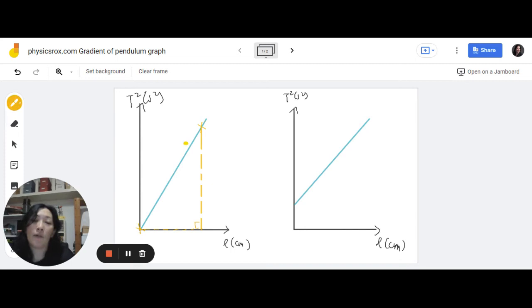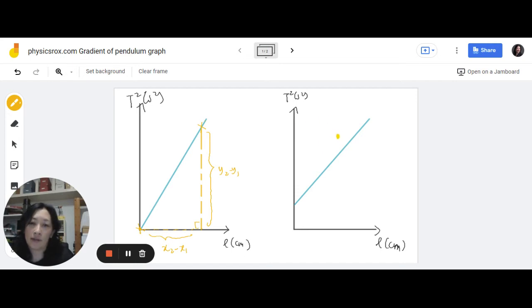Okay, if you want to emphasize it even more, you can even add labels. So this is just to emphasize in case you think the examiner is half blind and can't see where your gradient triangle is. Hello, it's here, sir or ma'am. Okay, it's right here. So you can, if you want to indicate.